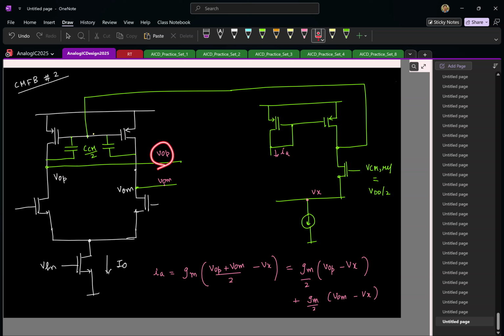I have VOP here, Vx here. I want to push in a current which is GM times this. Yeah, I should use a MOSFET. So where will I connect the gate and source to? Source is connected to Vx. That will push out the first part of the current. Of course, GM should be GM by 2. That will come to it later. That we can adjust the sizes. Similarly, to generate this current, what do I do? Another MOSFET.